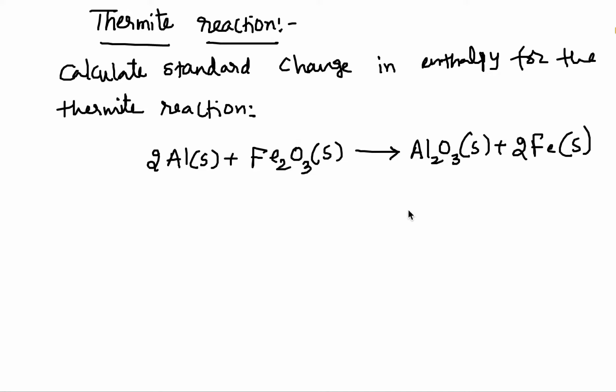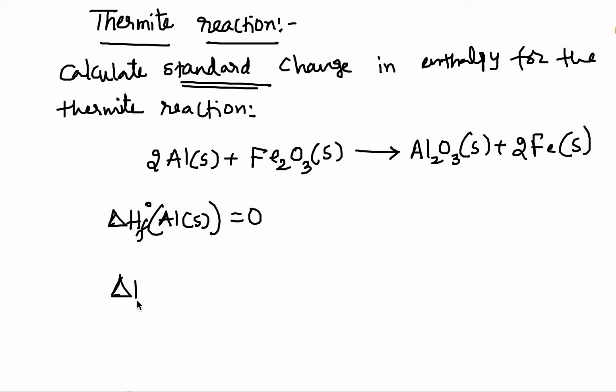So to find the enthalpy change for this reaction, we must know the enthalpy of formation of every substance involved in this reaction. And which enthalpy change here? That is the standard enthalpy change. Therefore, the standard enthalpy of formation value for elements at the standard state is simply 0. This is pure aluminum, this is pure iron. Therefore, delta HF formation of aluminum solid is 0, and delta HF formation of iron solid is 0.